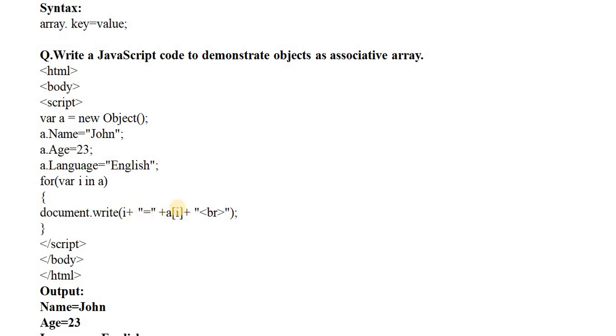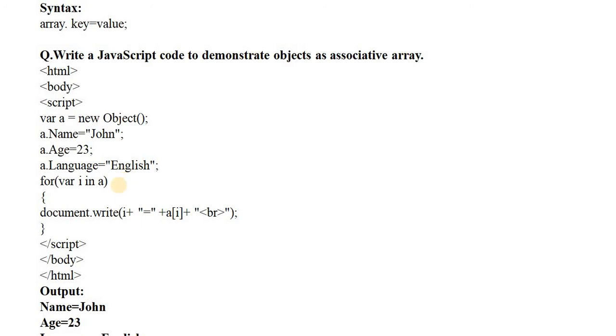Means the for in loop continues till all the properties of the object are finished. It assigns a property from the object to the variable name, means a is the object whose property is assigned to i, the variable name. Here close the script tag, body tag and HTML tag. Output of this program is name is equal to John, age is equal to 23, and language is equal to English. It is displayed on a web page.